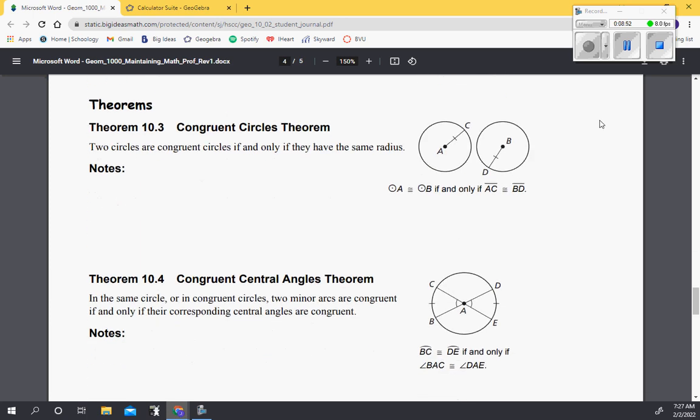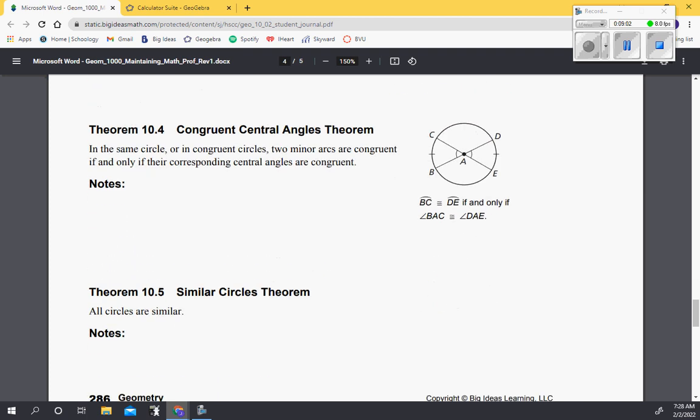Congruent circles. Two circles are congruent if and only if they have the same exact radius. If they don't have the same radius, they are not congruent circles. Congruent central angles. In the same circle or in congruent circles, two minor arcs are congruent if and only if their corresponding angles are congruent.